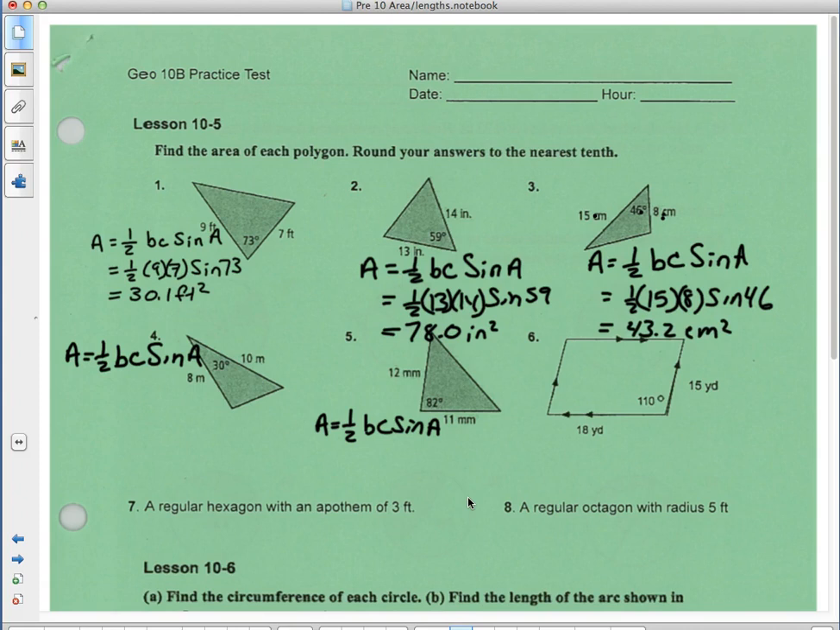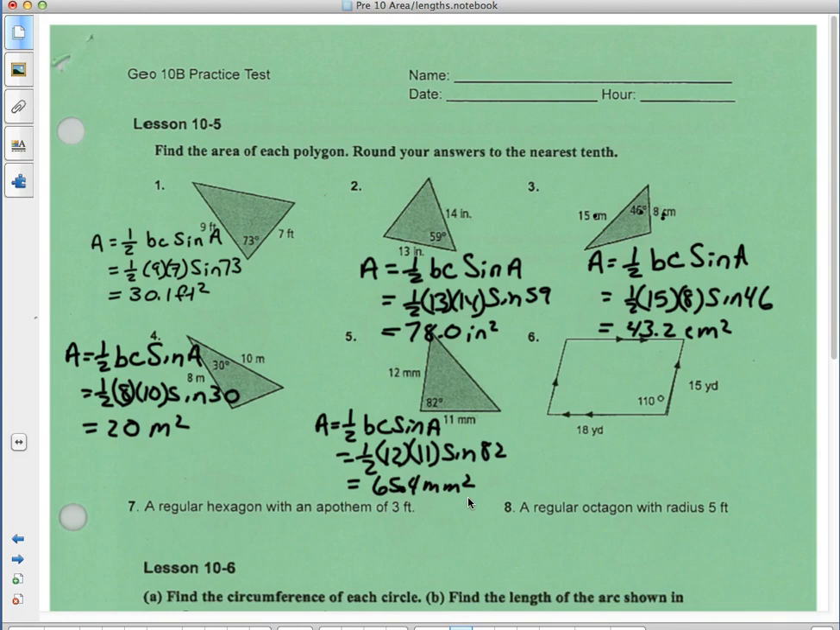Here I've got 1/2 times 8 times 10 times sine of 30. I'm looking at 20 meters squared. Here, and number 5, again, 1/2 times 12 times 11 times sine of 82. I'm plopping that in my calculator, 65.4 millimeters squared.